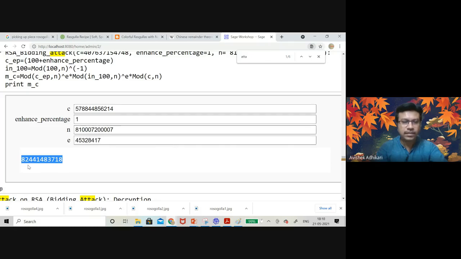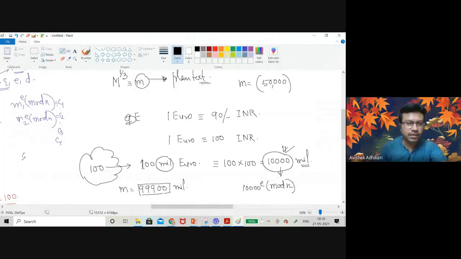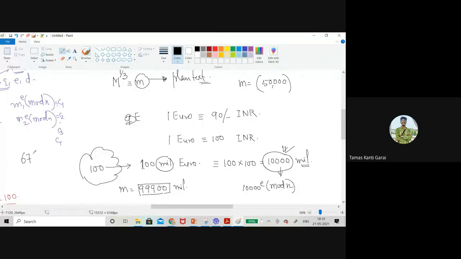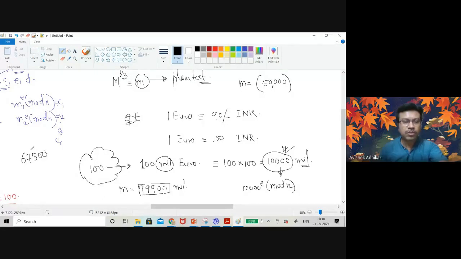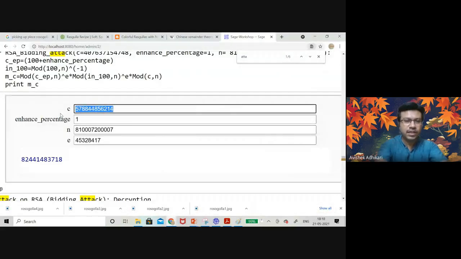88244148371. So everybody, can you please decrypt with these values? 67500. How much? 67500. 500. Okay, so how much was your plain text? Okay, you can decrypt this one also. You please decrypt this one.